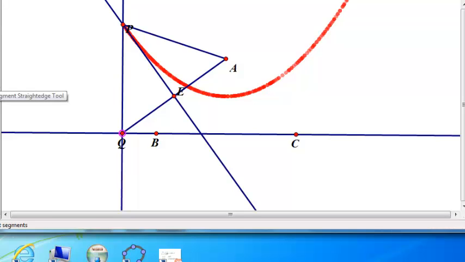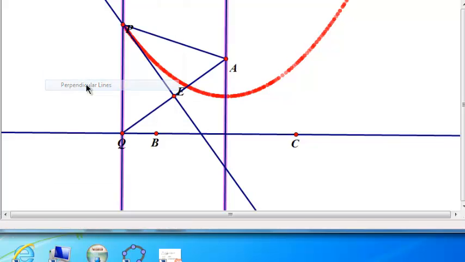Clearly, if I draw a perpendicular from A to the line BC, we can easily say that this point, if I take up this point here, this point will be the vertex. If I name it as G, that becomes the vertex. And thus we have constructed a parabola with focus A and directrix BC.